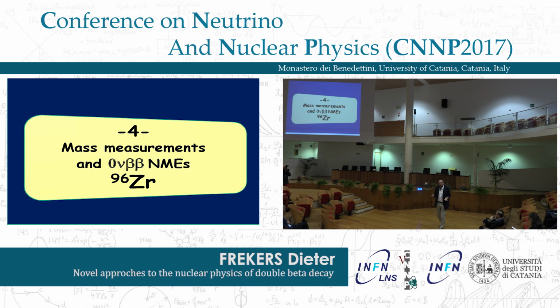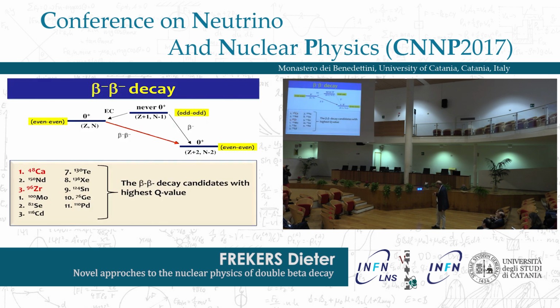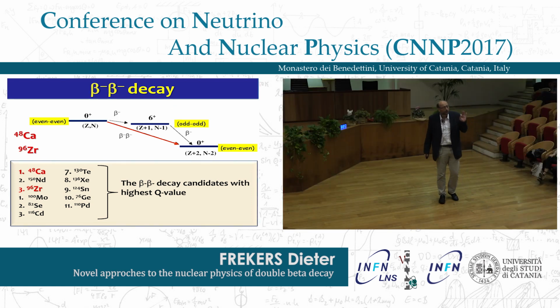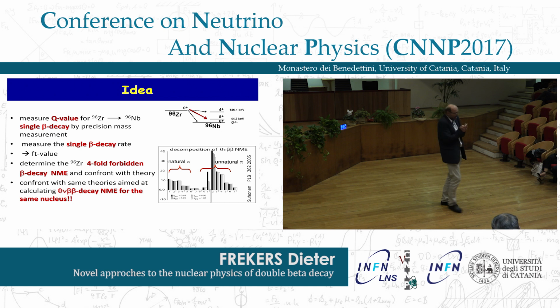I simply show you the results, what came out. So zirconium-96 is special because zirconium-96 together with calcium-48 can also undergo single beta decay, okay? So you have a possibility of single beta decay into the intermediate nucleus, which is usually highly forbidden, and then it decays there. So what is the idea behind this?